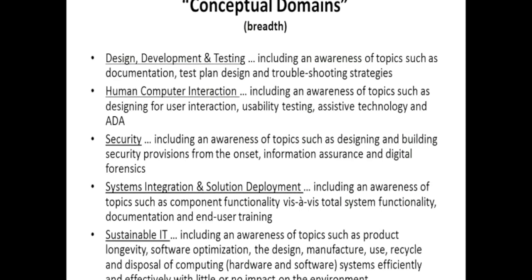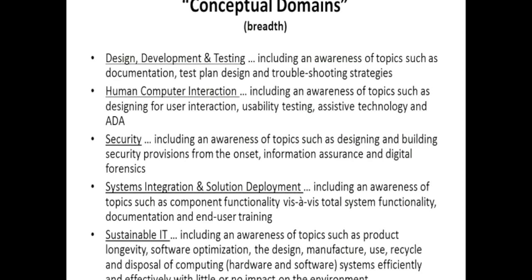Okay, so let's kind of look at these quickly. Design, development, and testing pretty much speaks for itself. Human-computer interaction is more interesting, especially these days, especially after those extraordinary observations by the keynote address this morning.